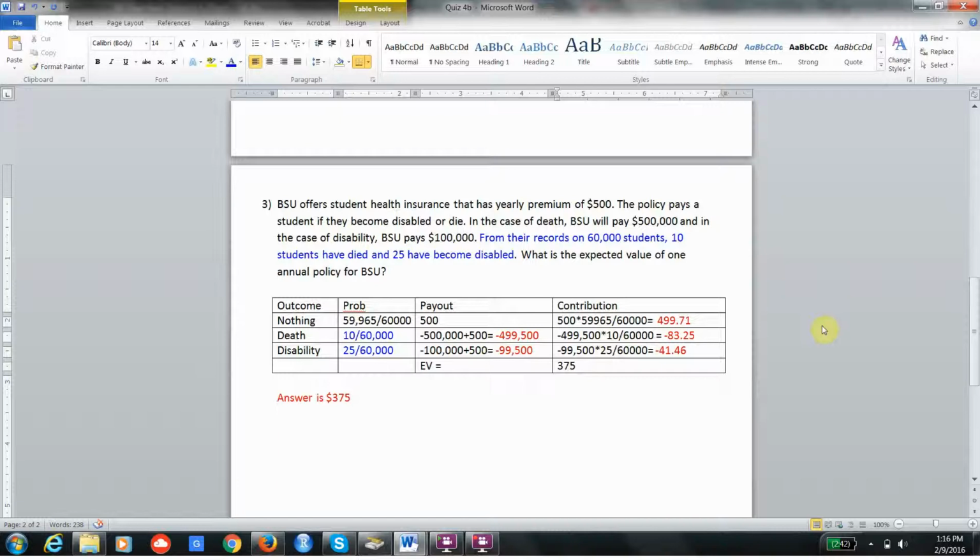Okay. Now, I could have asked you a second question here, which would have been, if they sell 1,000 policies, how much are they going to make? Okay, what is the expected value of 1,000 policies? And you just multiply one policy times 1,000. So it'd be $375,000. Okay, that's all for this quiz.